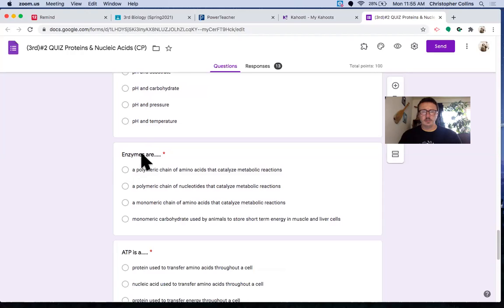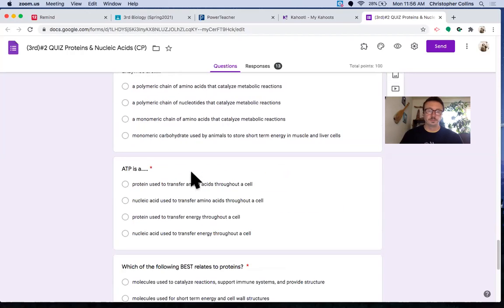What are enzymes? Let's see which of these. I definitely know they're polymers, right? They're proteins. They're going to be made of many amino acids, and they catalyze metabolic reactions. This word catalyze just means speeds up. And metabolic reactions, it's talking about metabolism, the chemical reactions that build up and break things down in our bodies. So in other words, it speeds up our bodies and our cells. Without enzymes, chemical reactions would happen too slowly in our bodies.